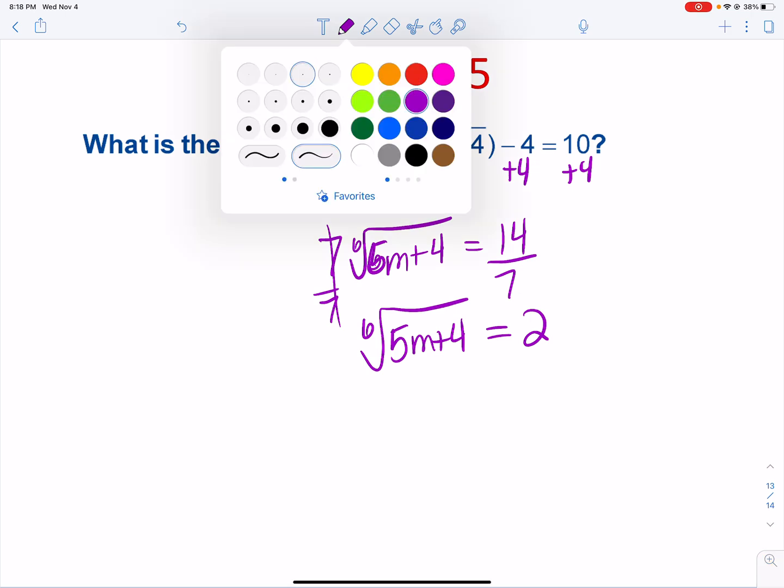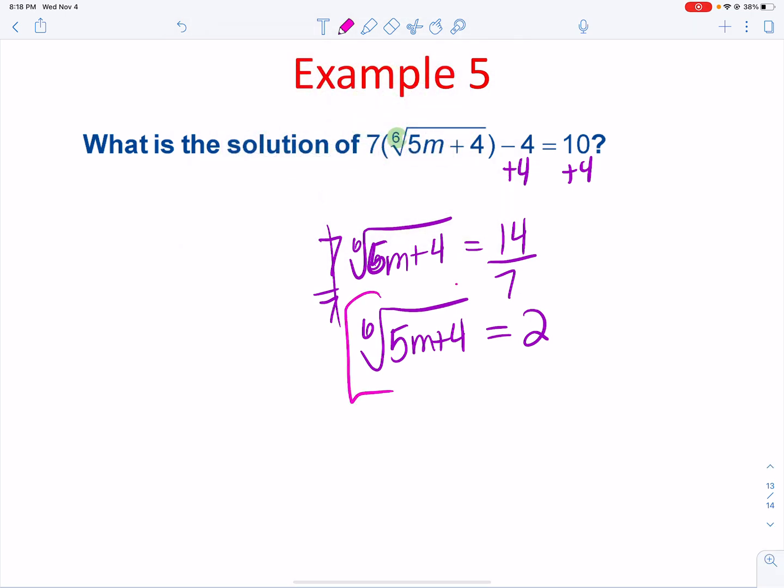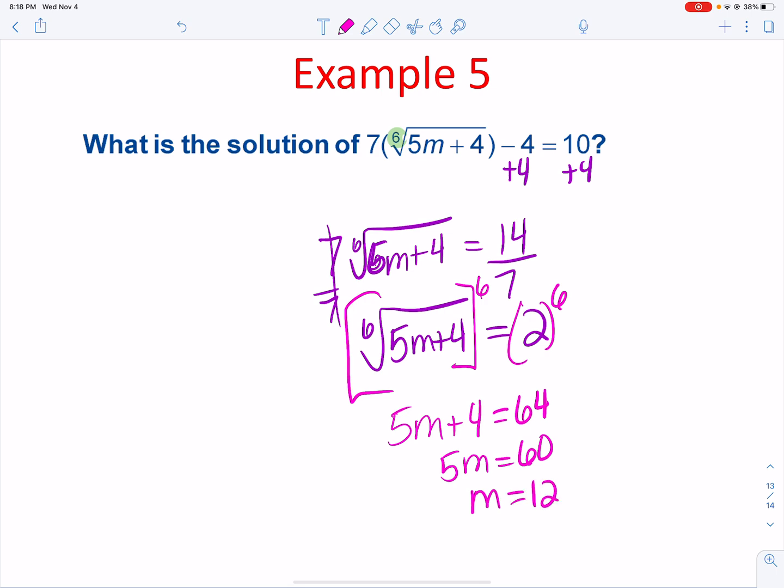And then how do you get rid of 6th rooting something? You're going to take it to the 6th. And you should know how to do 2 to the 6. Use your fingers. 2, 4, 8, 16, 32, 64. So my answer is 64. So then I'm going to minus the 4 and divide by 5. So my answer is 12.